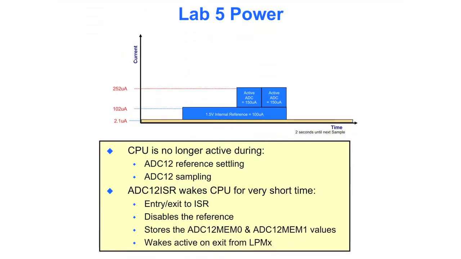The Lab 5 power numbers look best of all. The CPU is asleep the majority of the time right here. In fact, it's awake so little we really can't even see it. 2.1 microamps in low power mode 3.